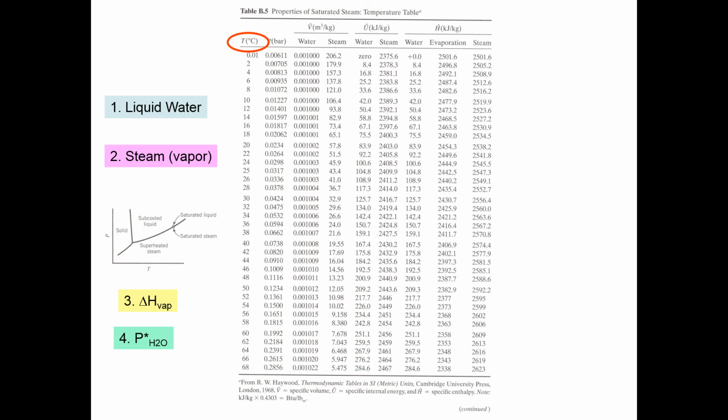So let's take a look at this table B5. These are the properties of saturated steam. Table B5 is looking it up by temperature. Table B6 will be looking it up by pressure. Here's our triple point. That's our reference point, we call that zero enthalpy, and then we're looking at a change from that.